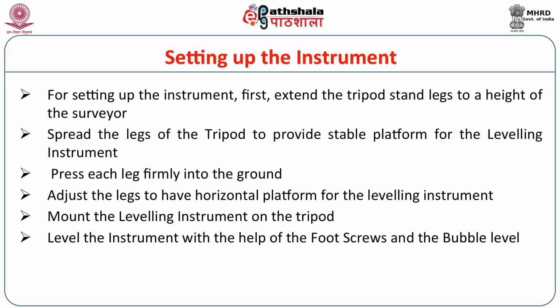So, for leveling, what we have to do is, first we have to turn the telescope in such a manner that it is parallel to 2 of the foot screws. Then after that, using 2 foot screws, we have to see that the round bubble comes exactly in the center of the circle.